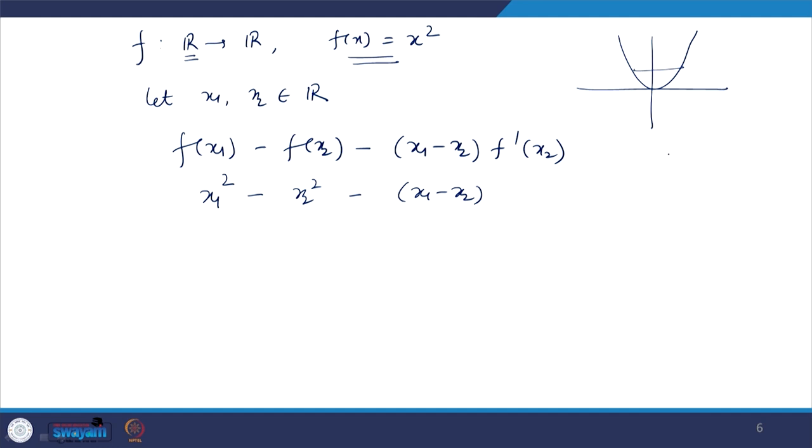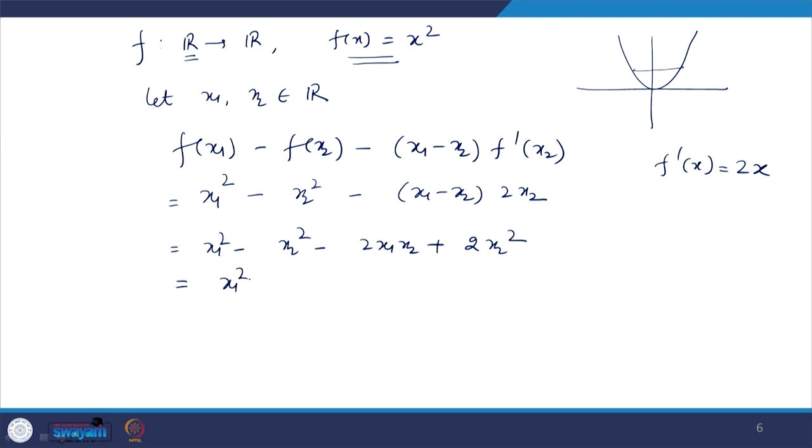What is f'(x)? f'(x) is 2x, so f'(x2) is 2x2. So this is equal to x1 square minus x2 square minus 2x1x2 plus 2x2 square. So this equals x1 square plus x2 square minus 2x1x2, which is (x1 minus x2) whole square, and this is always greater than or equal to 0 for any x1, x2 in R. In this way we have shown analytically also that the given function is convex. Similarly, if you take other examples, say e raised to power x, using the same definition you can easily show that the function is convex.